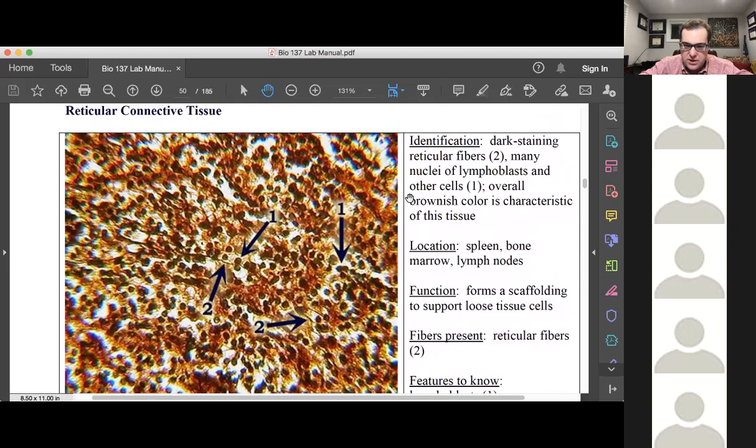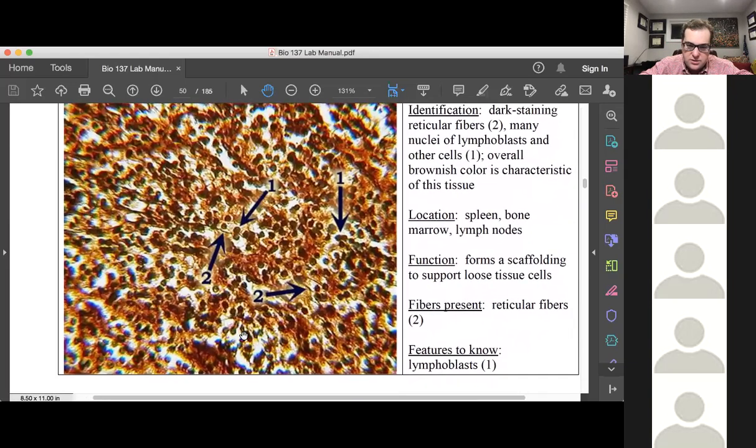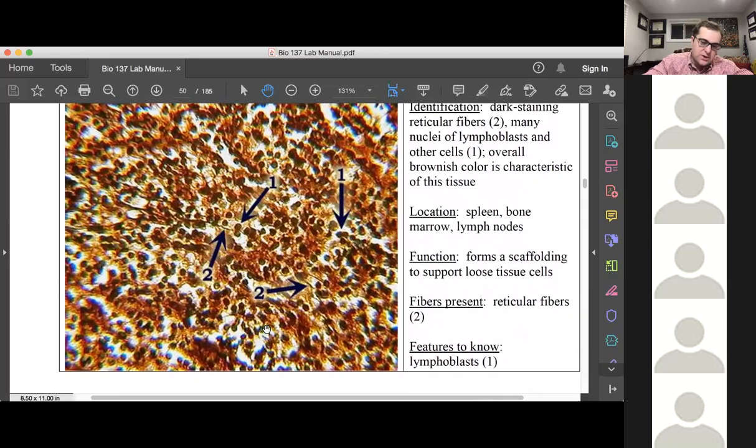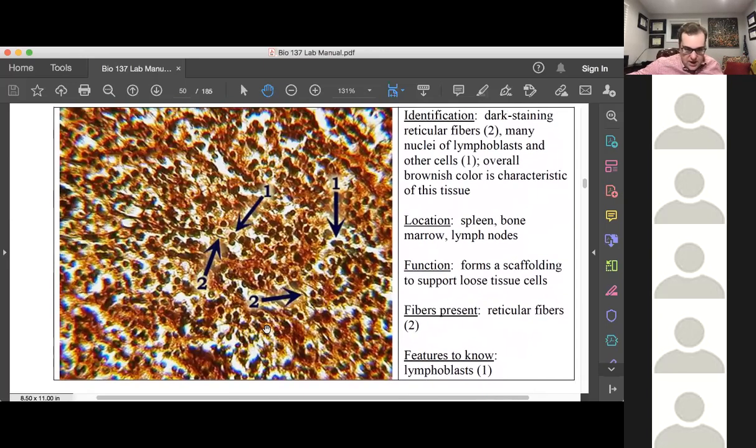Okay, what it's saying, lymphoblasts, and there's no other brownish colored characteristics of this tissue. That didn't really help answer our question. So I guess we are in the bone marrow. That's why we have lymphoblasts. That makes sense. So there's not much to add here that I can think of with reticular formations.